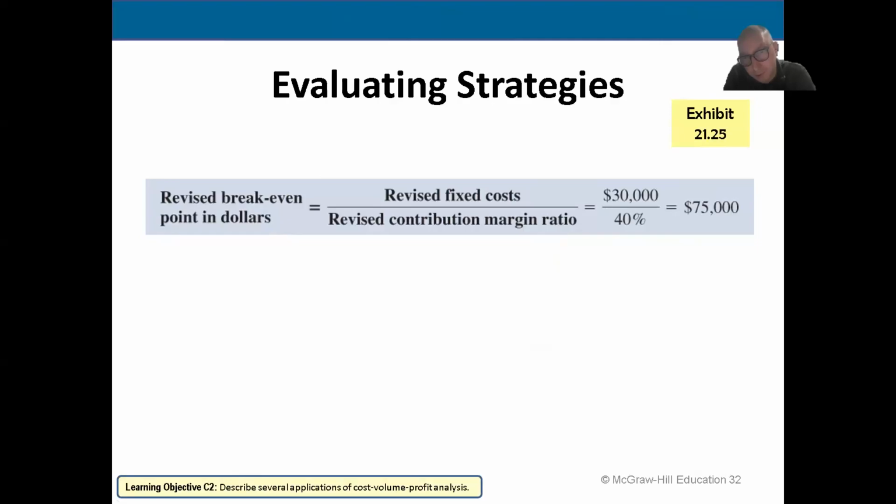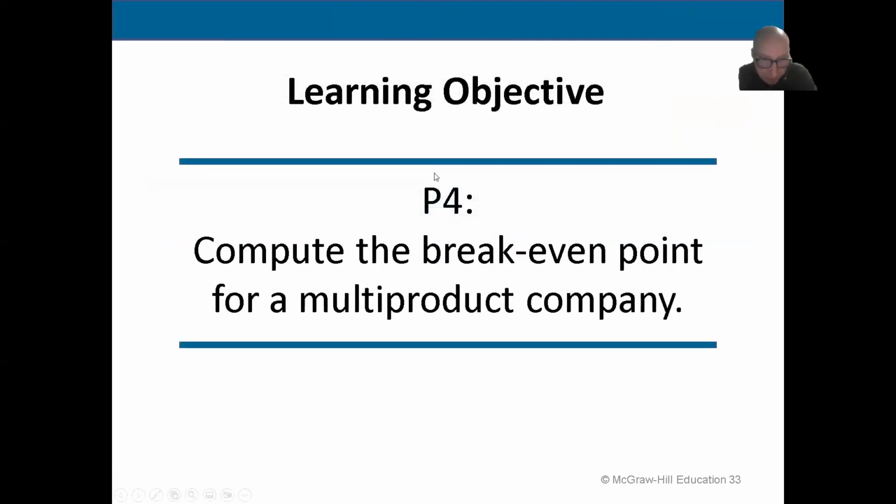Sometimes, based off of your estimates, your strategy might change, which means you have to revise your break-even point. And we do that by taking revised fixed costs divided by your new contribution margin ratio to find your revised break-even point in terms of dollars. You do the same thing in terms of percentage as well.